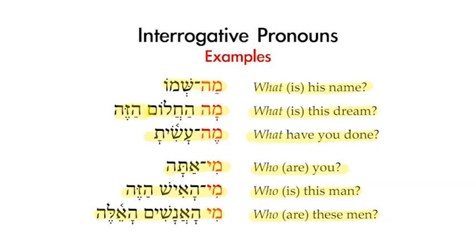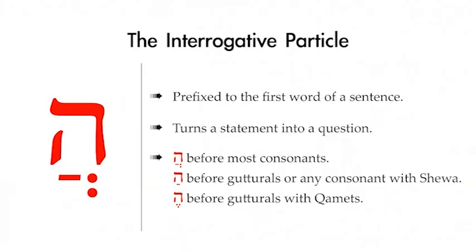Some of the forms of the interrogative may be connected by maqqef, others are not. Having covered independent, demonstrative, relative, and interrogative pronouns, before we conclude this chapter, we're going to consider one more particle, if you will, that is related to the interrogative. This is called the interrogative particle. If you look at your screen with me, you'll see the interrogative particle, and this particle is prefixed to the first word of a sentence. What it does is it turns a statement into a question, and it's spelled in one of three ways.